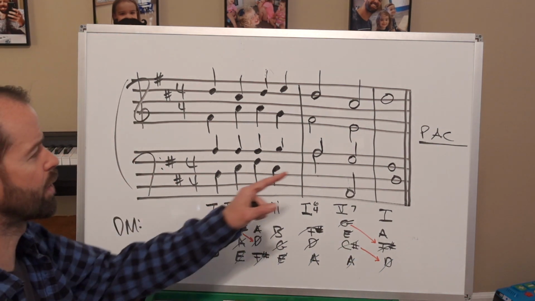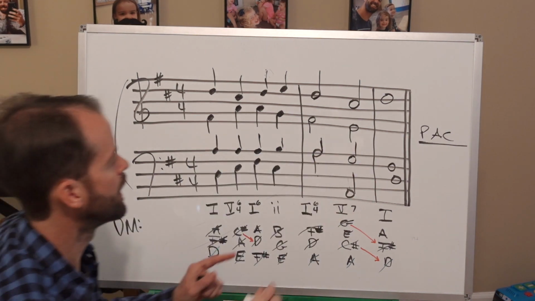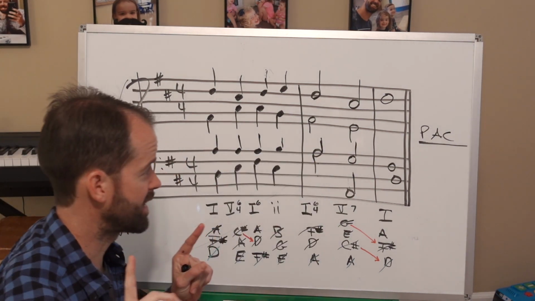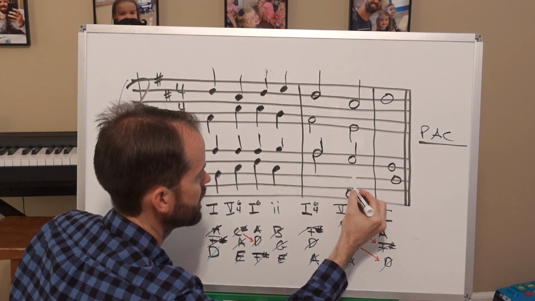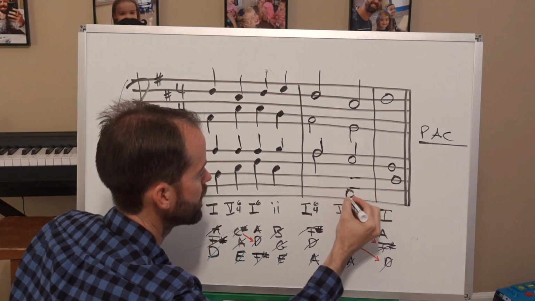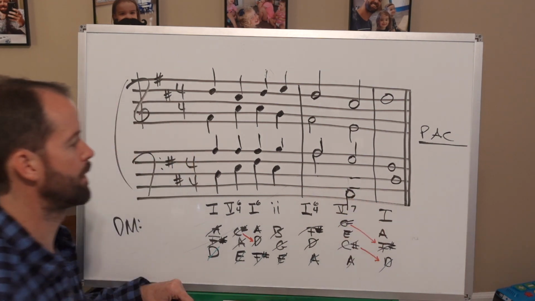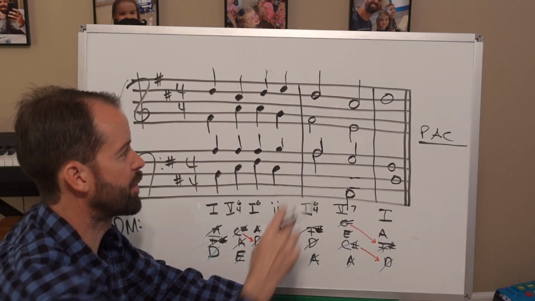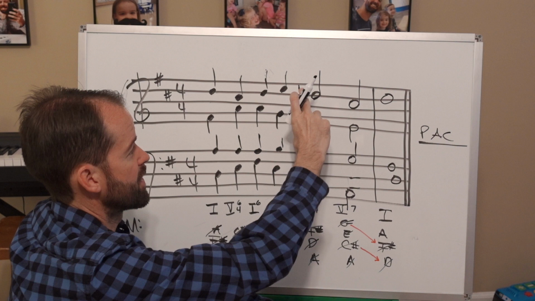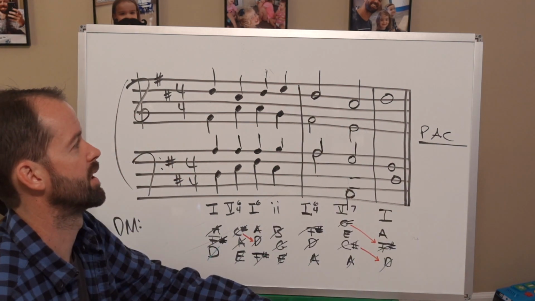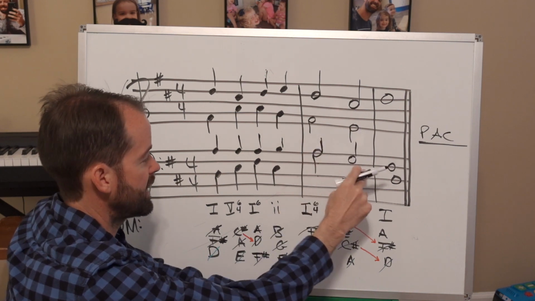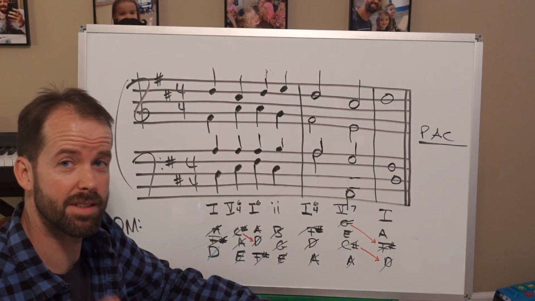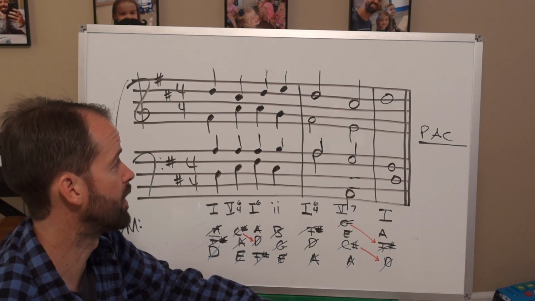Now I will say, before we move in, there are some red flags that pop up. I'm sorry, this stem for the bass is pointed the wrong way. Pardon that. There are some red flags for me here. There's a lot of similar motion, right? D down to C sharp, F sharp to E, A down to G. You just want to check for parallels.